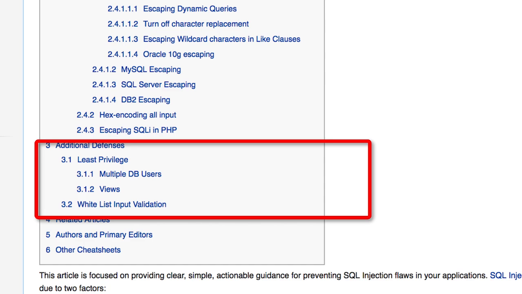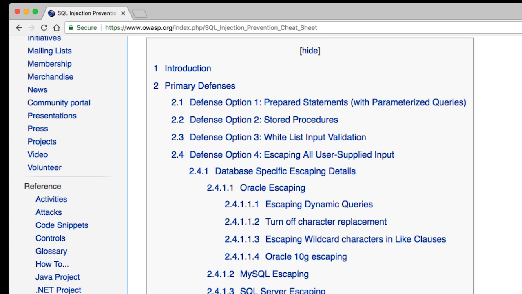So again, become familiar with this site, not only about this cheat sheet that I'm showing on the screen, but also many other mitigation capabilities that OWASP is always adding on their website.